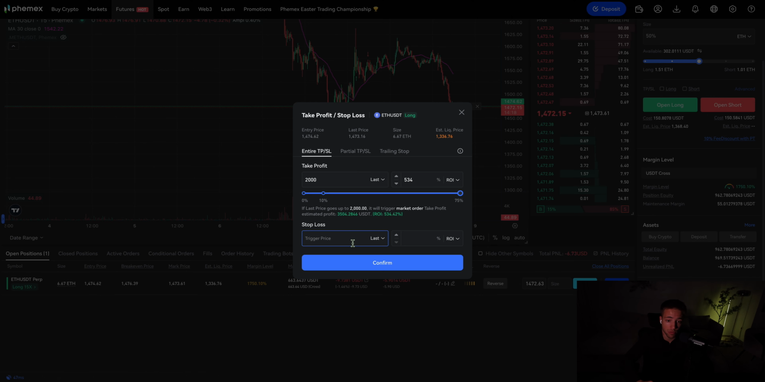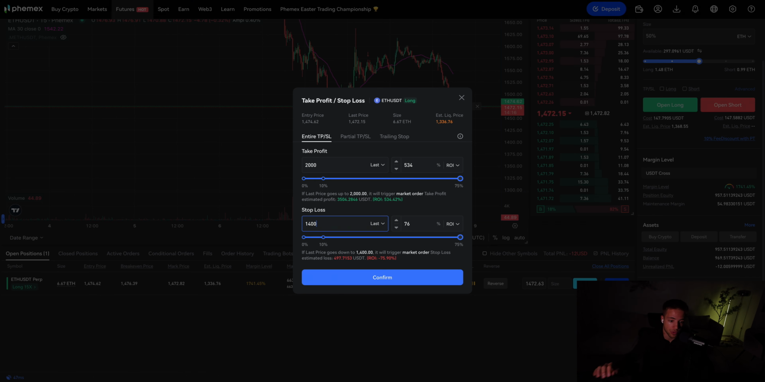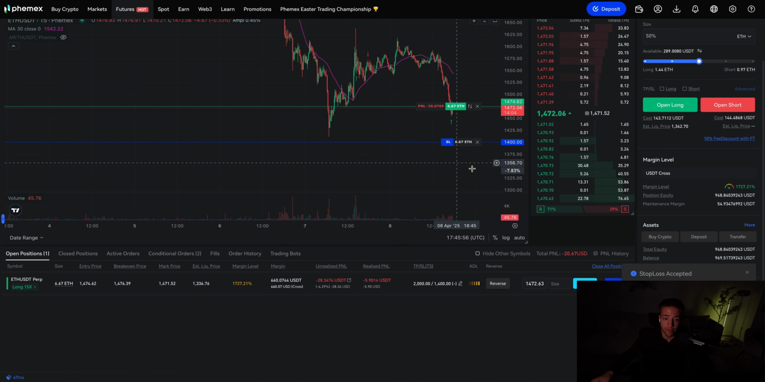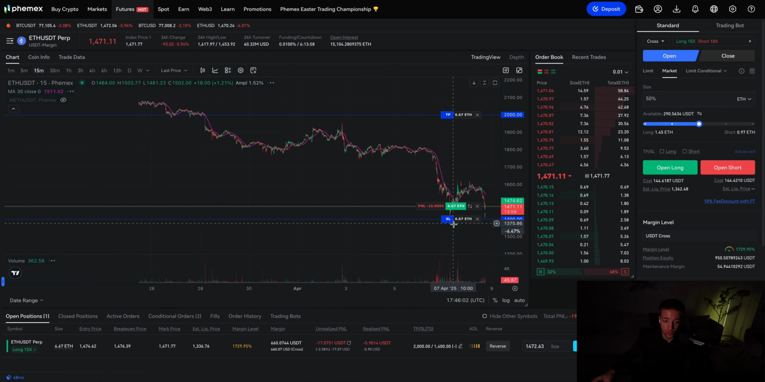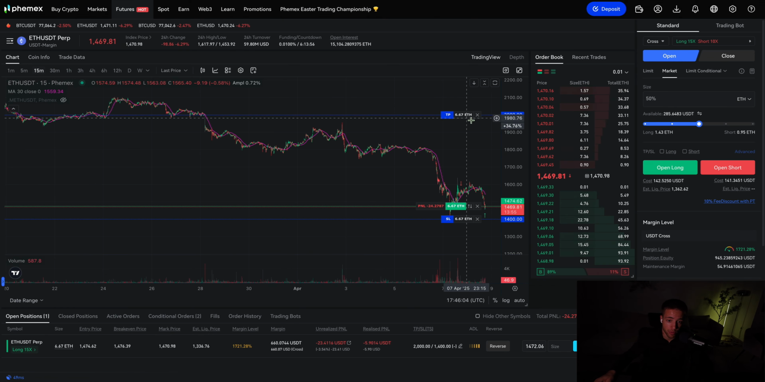Okay, let's say my stop loss will be $1,400, and as you can see, it shows the ROI, potential profits, and estimated loss, and I will confirm it right now. As you can see, it's being filled. And right now on the chart, it shows us these two levels: SL, which is stop loss, and take profit, also in here.